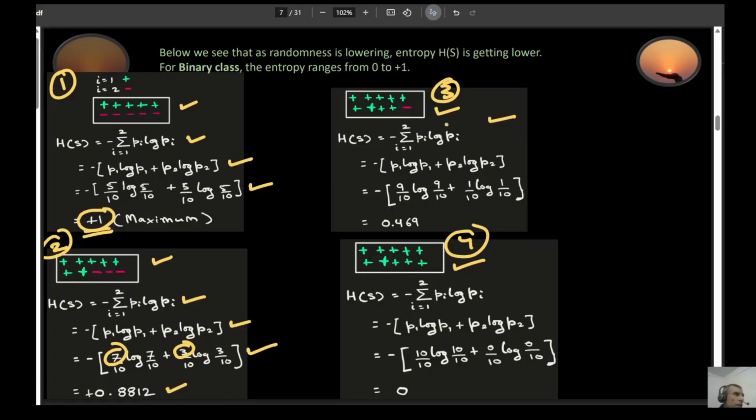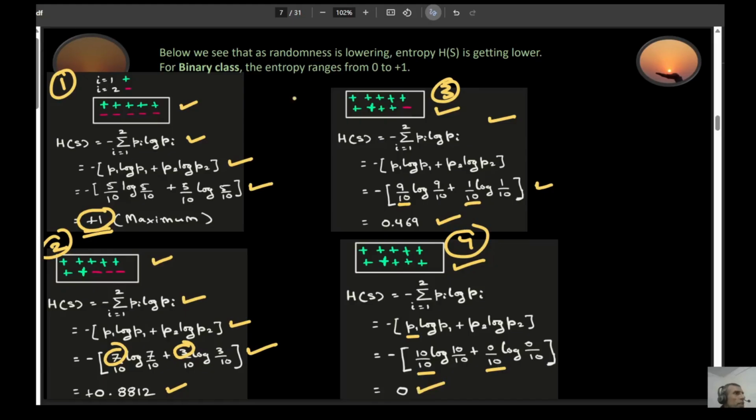Let's look at this one right here. Here, I have 9 pluses and only 1 minus. So in this case, my P1 is 9 over 10 and my P2 is 1 over 10. Substituting your value, your answer comes out to be 0.469. And in this case, all the values are plus. There is no minus. So in this case, my P1 is 10 over 10 and my P2 is 0 over 10. In this case, my entropy is 0.